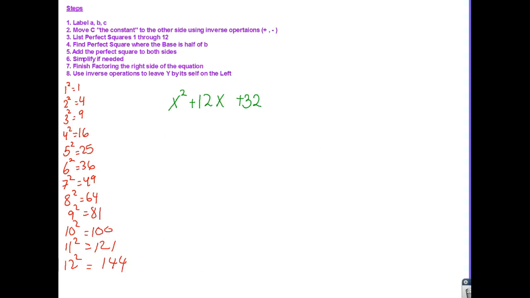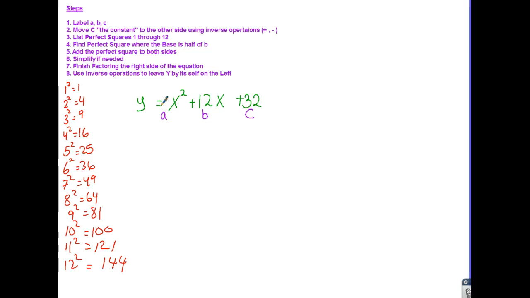Okay, let's look at another example and try to convert it to the vertex form using the steps. So first, you need to label your ABCs in the standard form. So here, you have no A, that means A is a 1. Here you have B, C is the constant, because this is f of x or this is y equals.